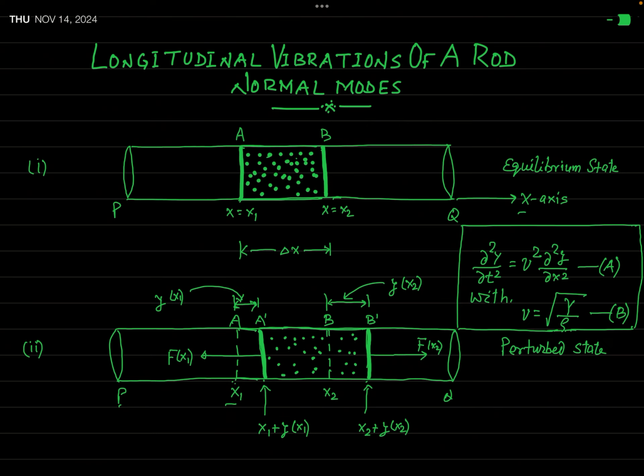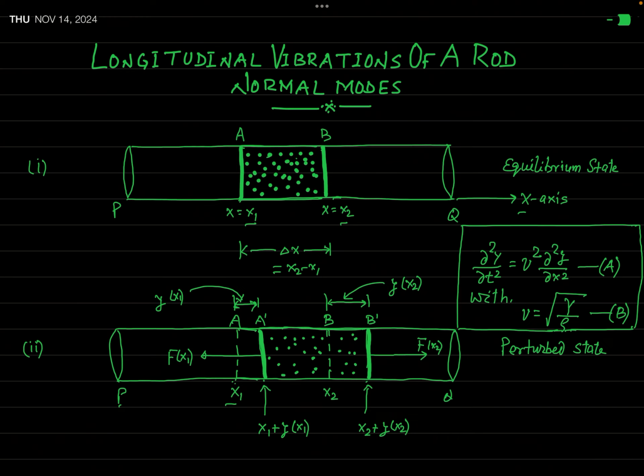And relative to an arbitrary origin, we consider that this x1 is the x coordinate of section A and this x2 is the x coordinate of section B. So the length of this element which we have considered is actually delta x, which will be equal to x2 minus x1. Okay? This is the situation when the rod is in equilibrium state. That is, no perturbing force, no disturbing force, no external force has been applied on this rod to vibrate it.